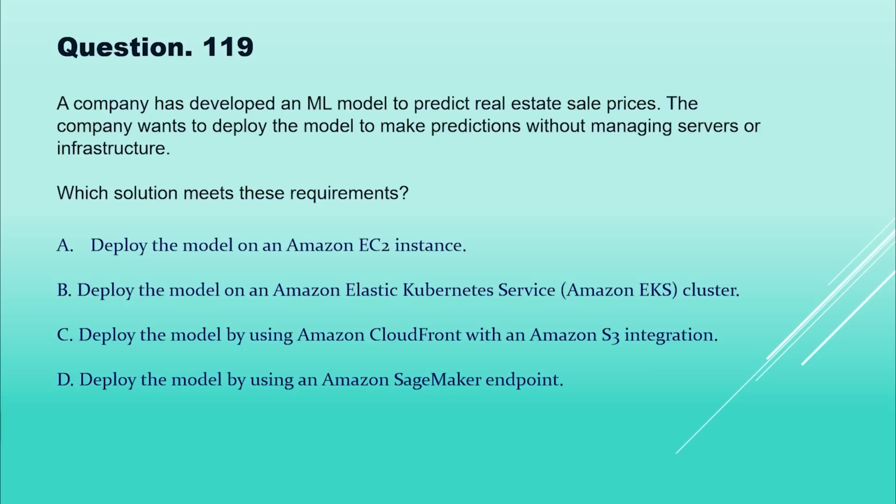Now let me reveal the correct answer here. The correct answer here will be option D. Deploy the model by using an Amazon SageMaker endpoint. Because deploying a model using Amazon SageMaker endpoint allows the company to make predictions without needing to manage servers or infrastructure. And Amazon SageMaker automatically handles the provisioning of resources, scaling and maintenance, making it an ideal solution for production grade ML deployment.